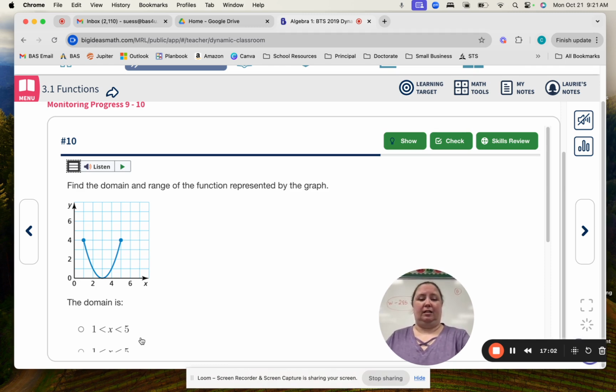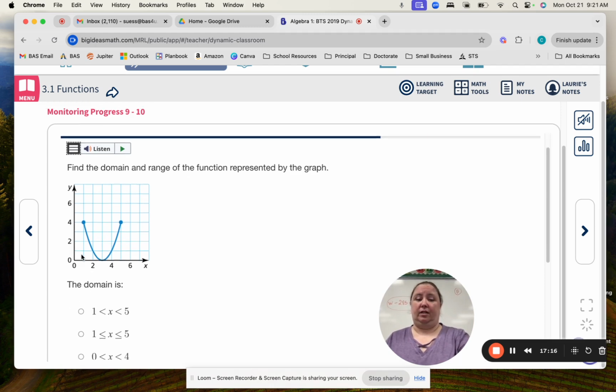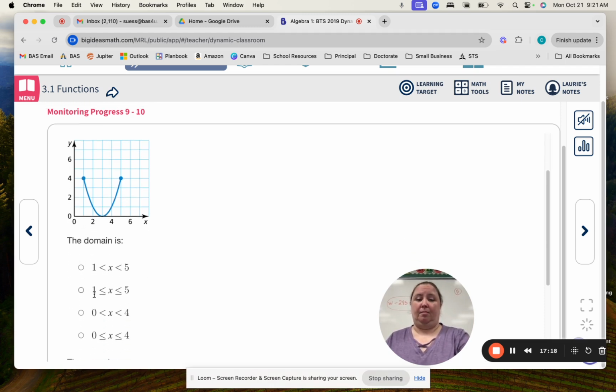So let's look at the domain, which is our x values. Where does this parabola start on the x line? At 1, right? And where does it end? At 5. Does it include 1 and 5? Yes, because the dots are filled in. So we're going to say from 1 less than or equal to x, all the way less than or equal to 5, including 5. Yep, that makes sense.